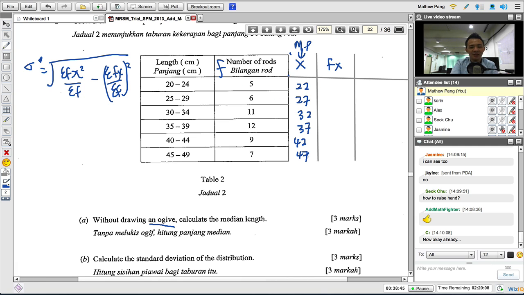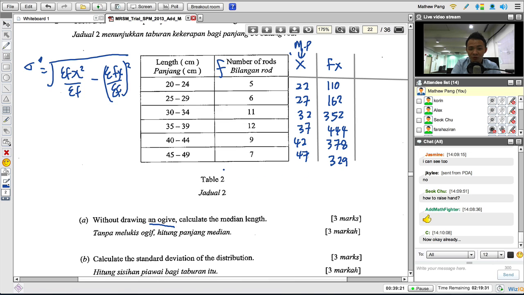Use your calculator. 22 times 5, I think 110. Yeah, 110. And then 27 multiplied by 6, you got 162. And then 32 multiplied by 11, you get 352. And then 12 multiplied by 37, you got 444. And 9 multiplied by 42, you got 378. And 7 multiplied by 47, you got 329. Alright, then you got fx already.